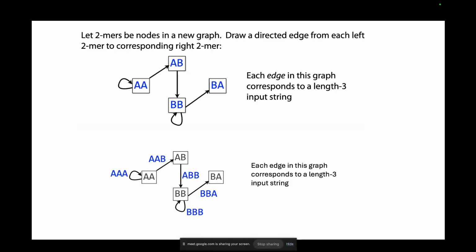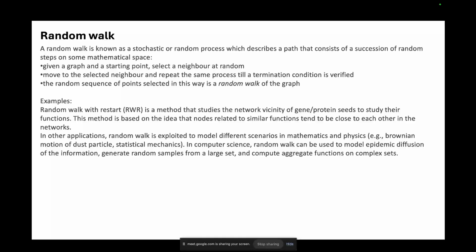So the k length will be the amount of overlap between 2 reads, right? So that is how it's done. Now once you have made the graph, how do you infer the graph? How do you get the whole sequence end to end, right?